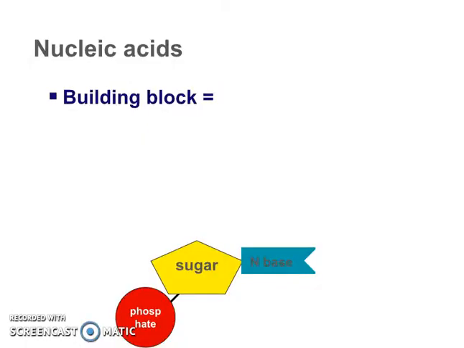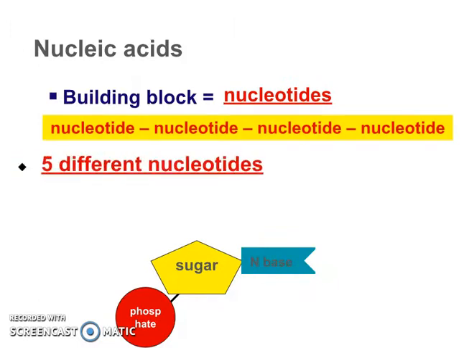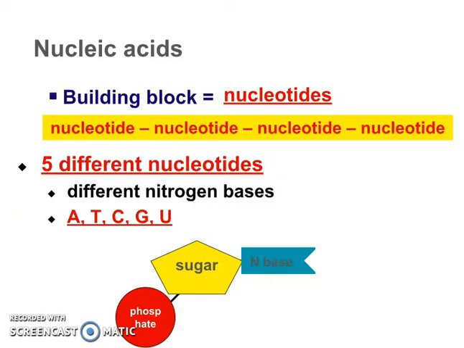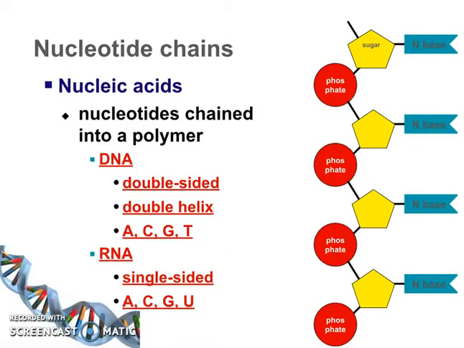The building blocks are your nucleotide. And the nucleotides, there's 5 different types, are made up of a phosphate, a sugar, and one of 5 possible nitrogen bases. So A, T, C, G, or U. DNA is a double helix or double chain of those nucleotides, and it contains A, C, G, and T. And RNA is going to be single stranded, and it contains A, C, G, and U.